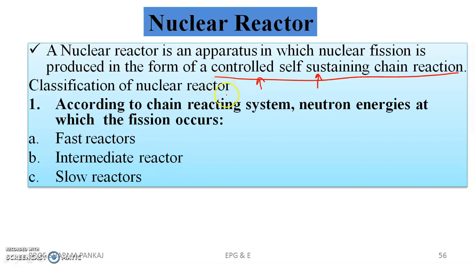The classification of nuclear reactor goes like, the first one is according to chain reaction system, neutron energies at which the fission occurs. First one is your fast reactors, second is your intermediate reactor, and the third is your slow reactors.